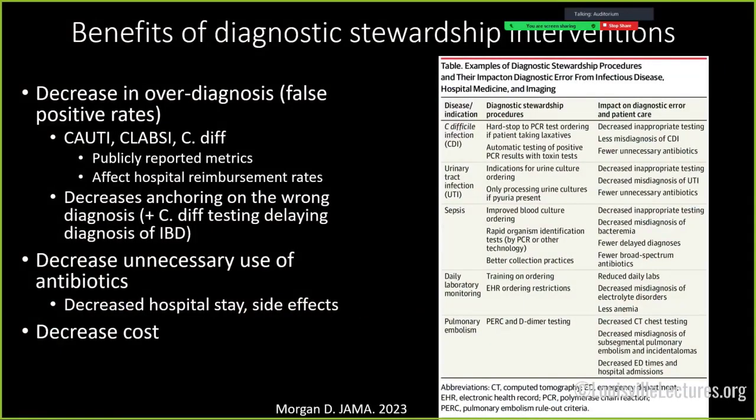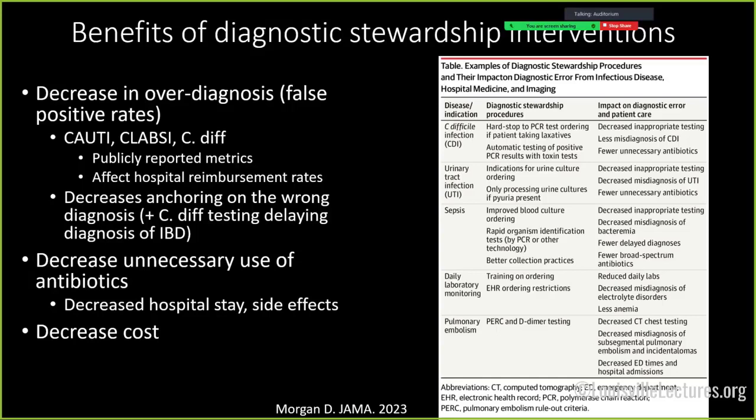So what are the benefits of diagnostic stewardship interventions? Our goal is to have a decrease in either overdiagnosis or our false positive rates, right? So if we think about things like catheter-associated UTI, catheter-associated bloodstream infection, and C. diff, these are all publicly reported metrics. They are linked to hospital reimbursement. So if we overdiagnose these, hospital revenue goes down, reputation goes down. So it's really important that we have a firm diagnosis and we don't have technology that overemphasizes the problems that may be present.